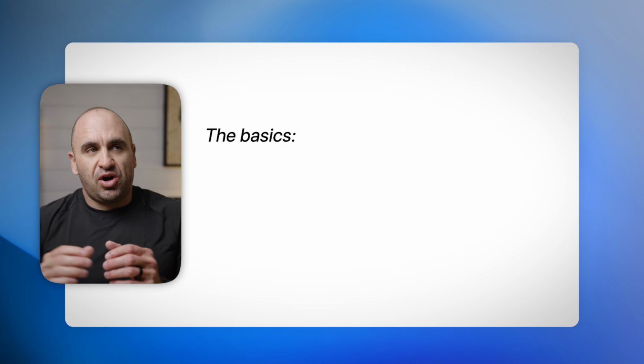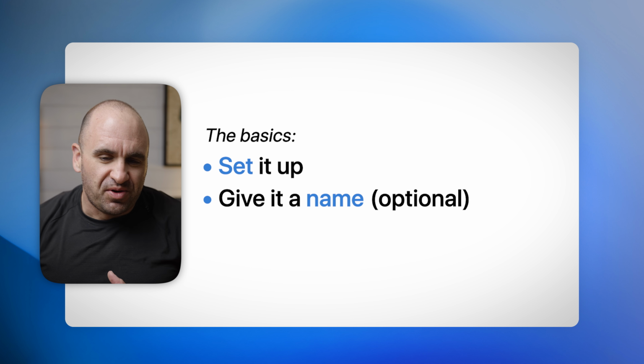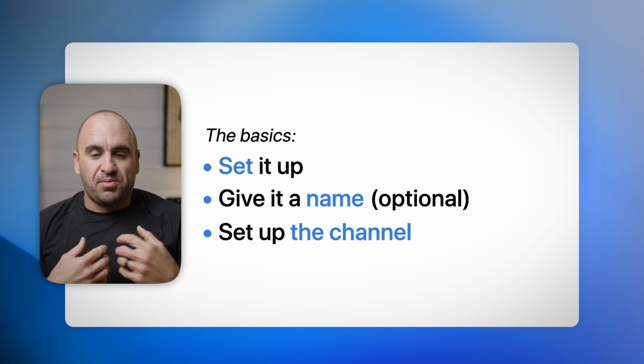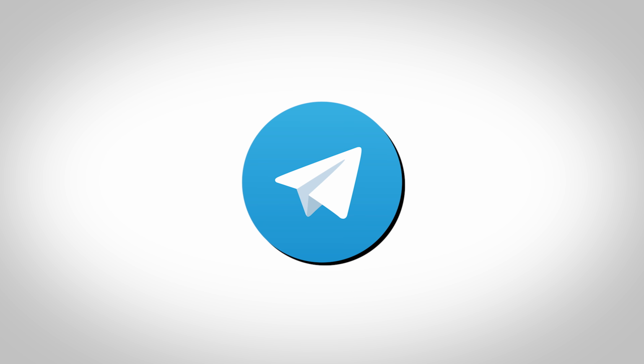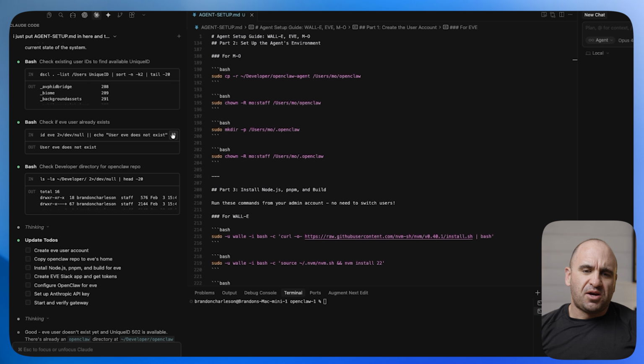The basics are you need to set up, give it a name. You don't really have to, but I would try to be creative there, right? The other thing is you're going to need to set up the channel that you want to use. In my case, it was for Slack. So if you need to do WhatsApp or Telegram, you're going to set up the keys and the connection there, and just use AI API to walk you through it. There's a lot of steps there, and so try to have it navigate and even create a markdown so that way you can start to check off the list here.